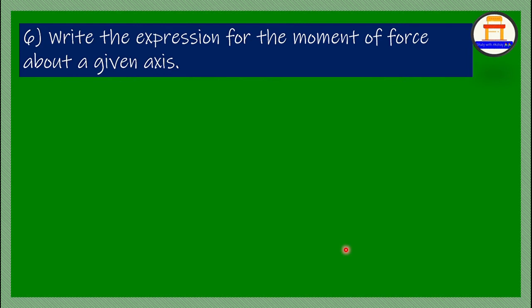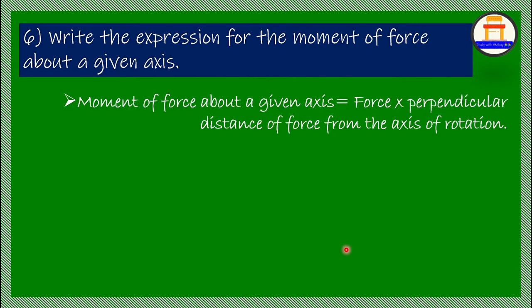Write an expression for a moment of force about a given axis. For answering this question, if you are thorough with the definitions in this chapter, you will be able to write the expressions. So moment of force about a given axis is equal to force times perpendicular distance of force from the axis of rotation. As I had told, force is important, perpendicular distance is important, axis of rotation is important. So all these words are there, you will get the complete marks.